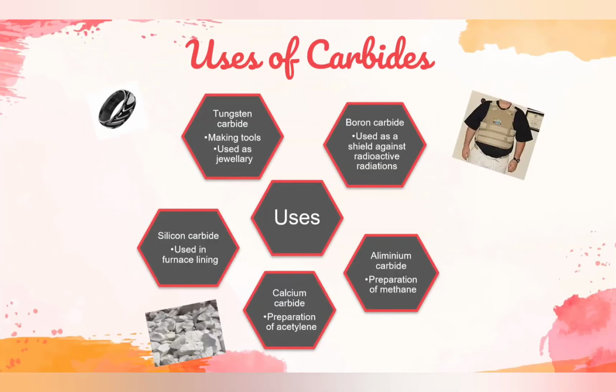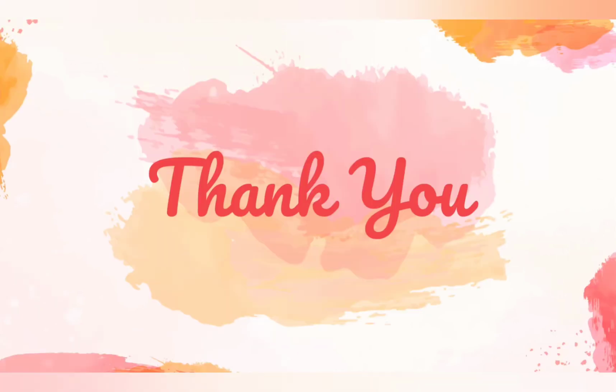The uses of carbides. Firstly is tungsten carbide. It's used for making tools and as jewelry. As you can see on the slide, there is a ring of tungsten carbide. Secondly is boron carbide, used as a shield against radioactive radiation, usually worn by a soldier. And thirdly is aluminum carbide, used for the preparation of methane, and calcium carbide used for the preparation of acetylene, and silicon carbide used in furnace lining. That's all for me, and I'm going to pass my presentation to Chai.